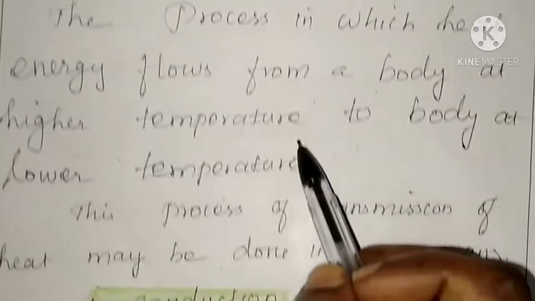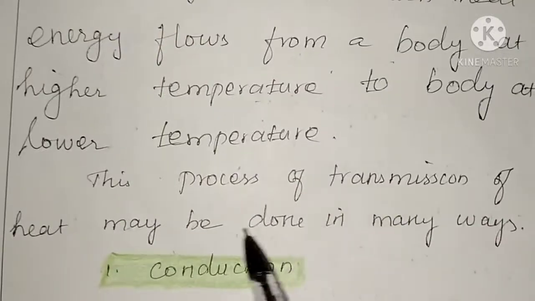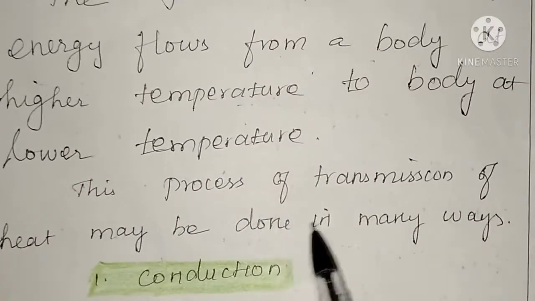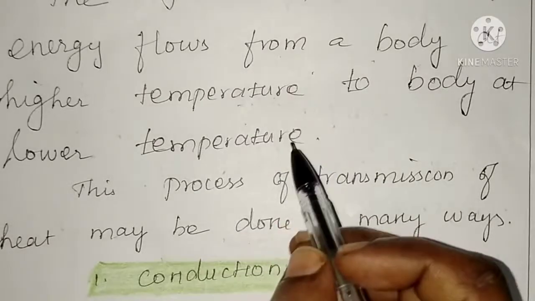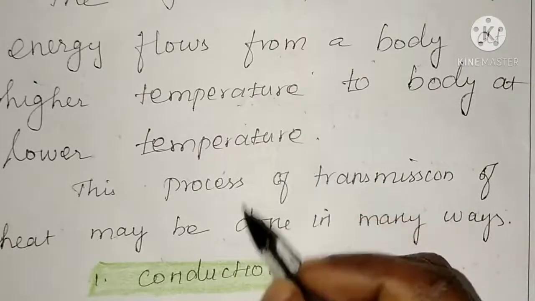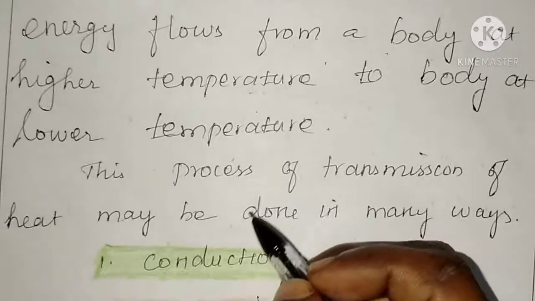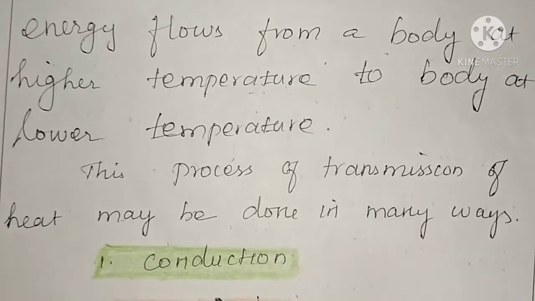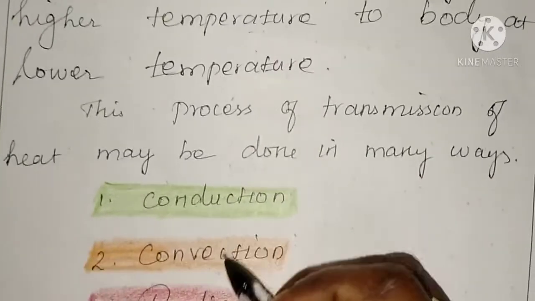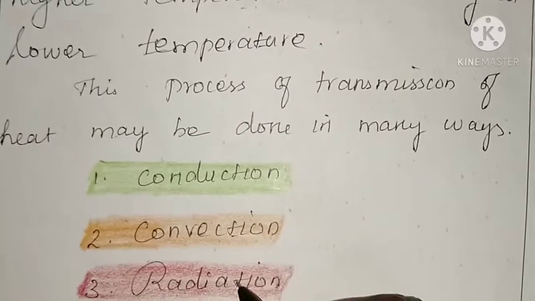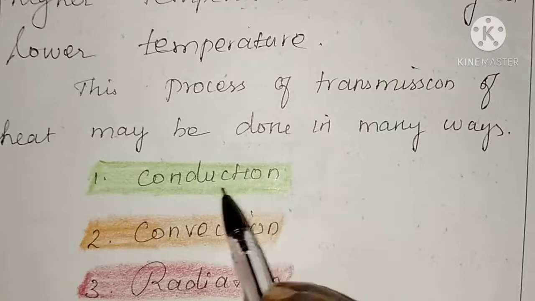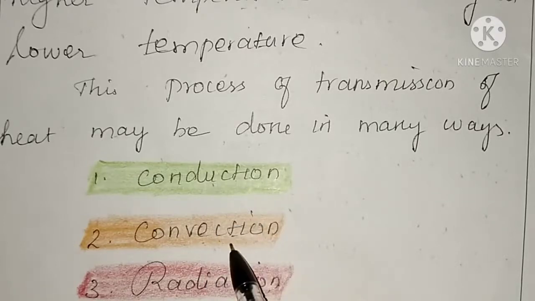This process of transfer of heat energy takes place in different ways. What are the methods to transfer heat? Conduction, convection and radiation. What are the three methods of heat transfer? Conduction, convection and radiation.